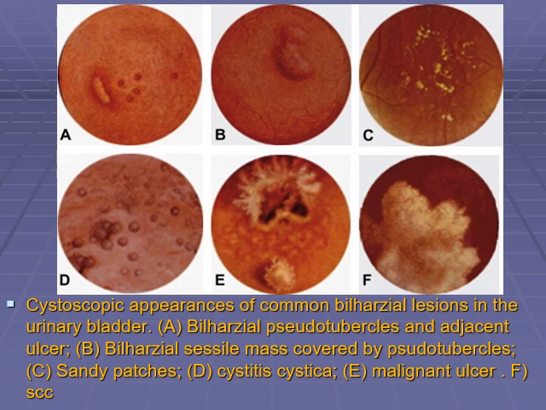As we see this picture, we see a cystoscopic appearance of the common bilharzial lesions in the urinary bladder. We have A, bilharzial pseudotubercle; B, bilharzial sessile masses; C, the sandy patches; D, which is cystitis cystica; E is the malignant ulcer; and F is the squamous cell carcinoma.